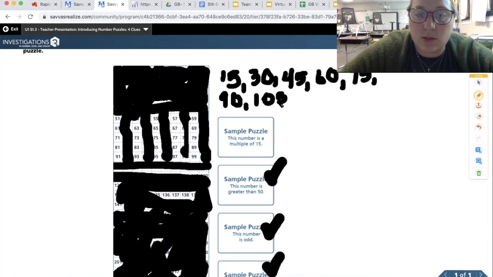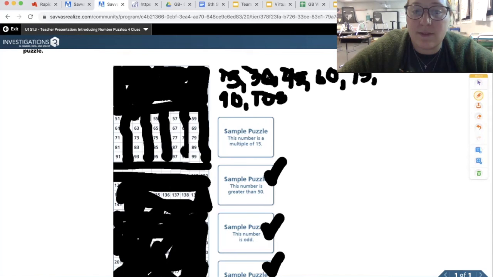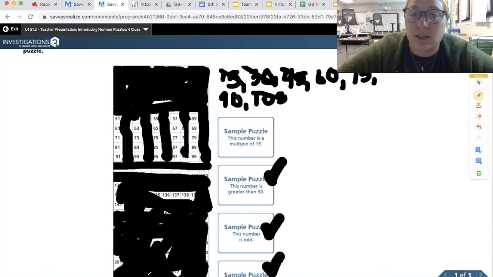105 we know is too big because it's greater than 100. Remember, these numbers that I have not marked out, all these 1s, 3s, 5s, 7s, and 9s, are the ones I have left. So 15 is too small. It's up here. 30 is too small. It's smaller than 50. So is 45. So 60, 75, and 90 are my only ones I could consider.